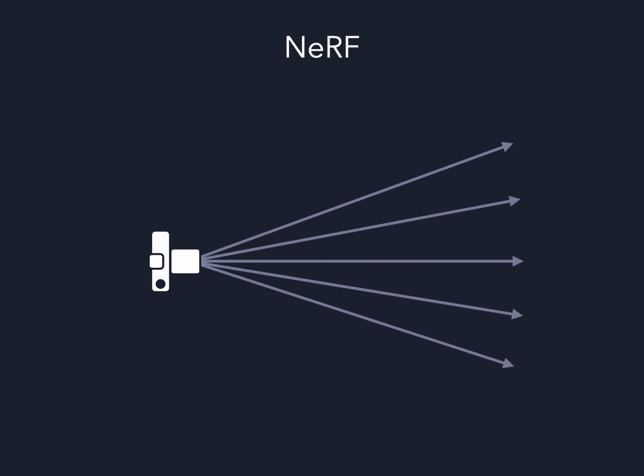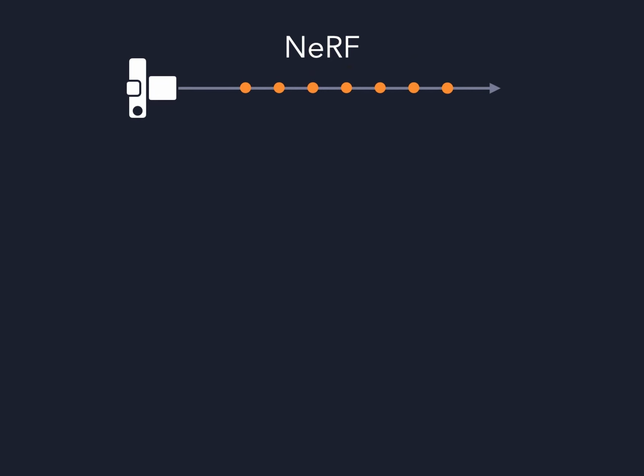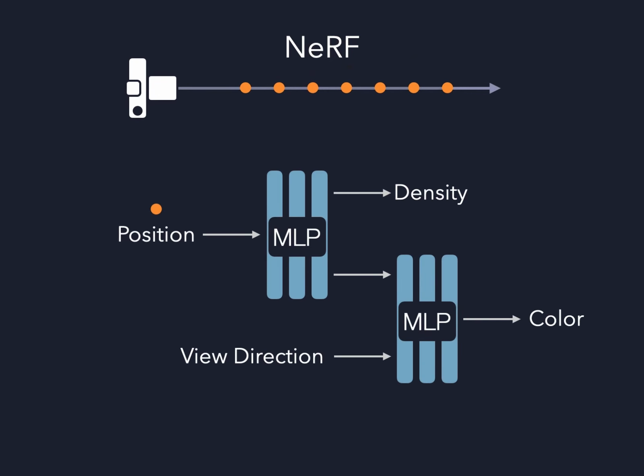So NeRF shoots rays out into the scene and takes point samples along those rays. These point samples are then aggregated to predict the pixel color. Each of these point samples' position is going to be fed into an MLP to predict density. Density describes how much stuff there is in the scene. The point sample's direction is fed in later into the network to predict the color of that point sample.